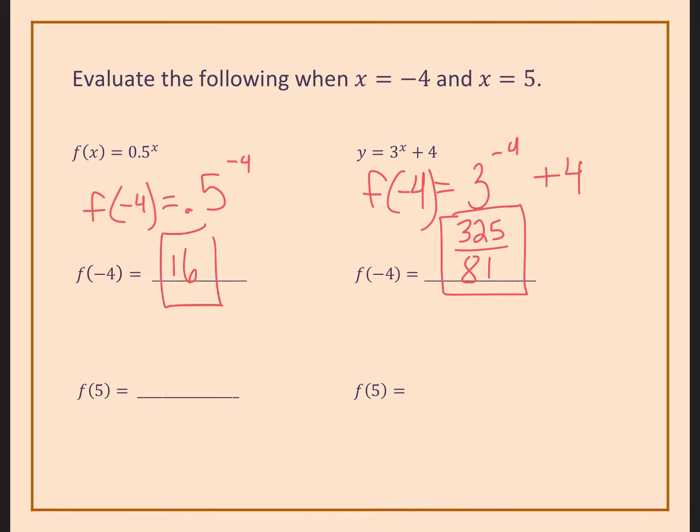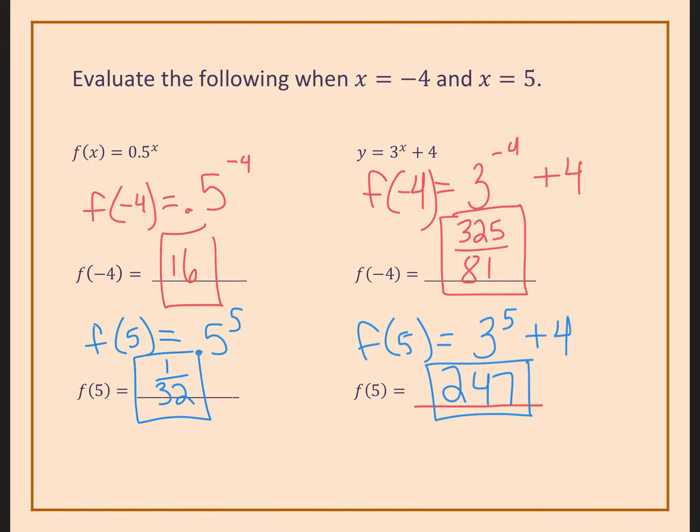Now go ahead and pause this video, and I want you to try the next two on your own. Go ahead and plug in a 5 into the equations. Pause right here. Hopefully you got these answers correct. So we had 0.5, and I raised 0.5 to the 5th power, and I got 1 over 32. On the second equation, when I plugged in a 5, I got 247.